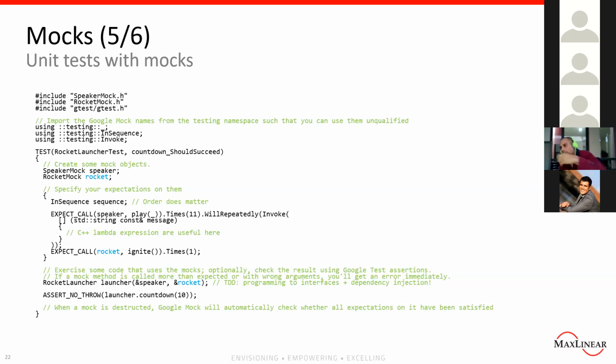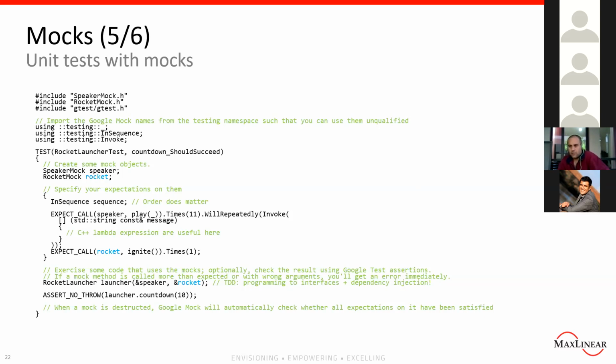Regarding our Rocket, we are specifying that the ignite method has to be called just once, and that no error is going to be returned, no exception is going to be returned. This would be the success case. Then, once all our expectations have been provided, we create our launcher object.